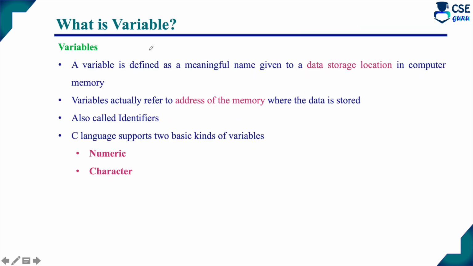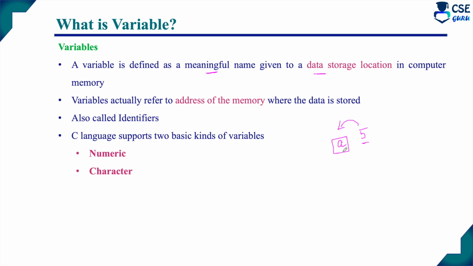What do you mean by variable? A variable is defined as a meaningful name given to a data storage location in a computer. Normally in a computer, if I want to store the value 5, I cannot simply store and access the value. To store this value, I need a variable. For example, I am considering A as a variable. The value 5 is assigned to variable A.